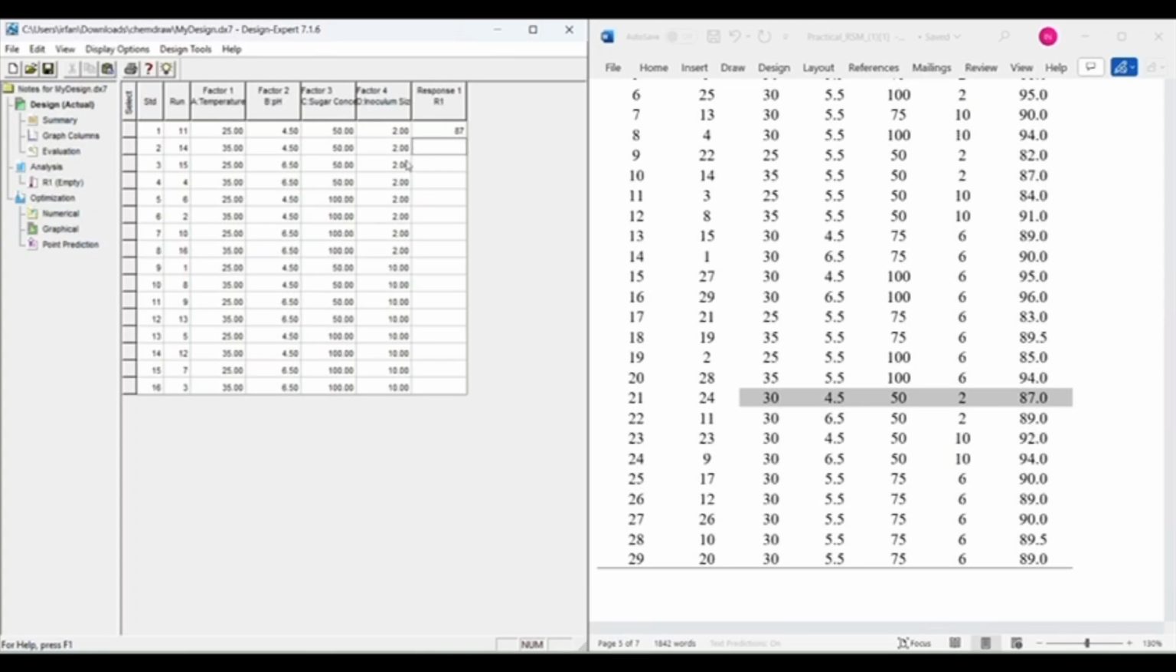And same for the second one. We have 250, 4.5 and 25. So we will also put 87 because this is the closest data. And same goes until the end of the response. So that's all from me. Thank you very much.